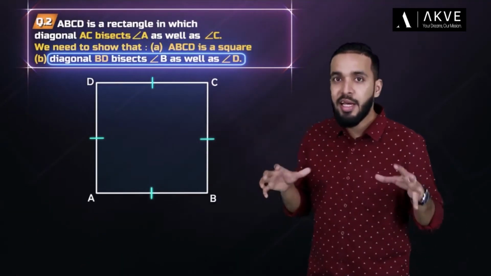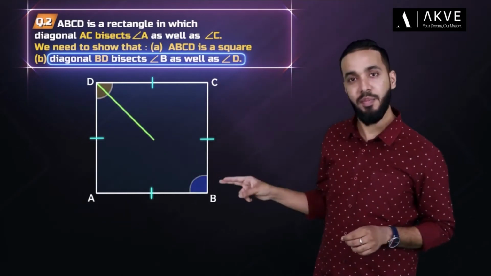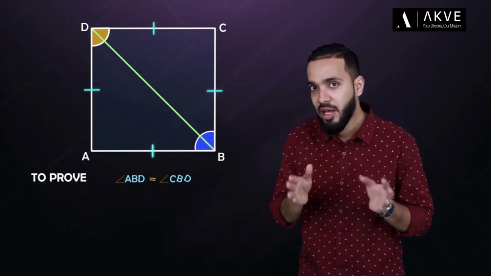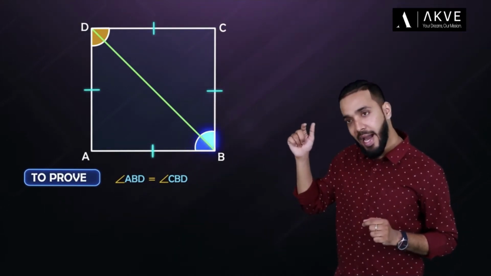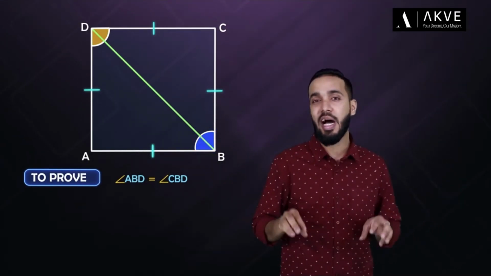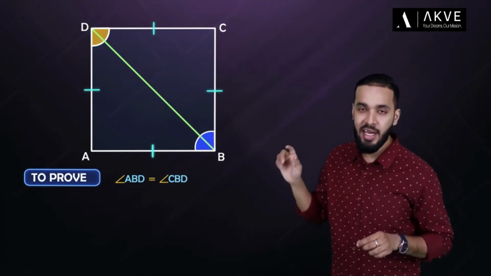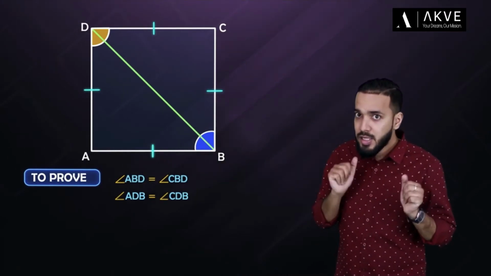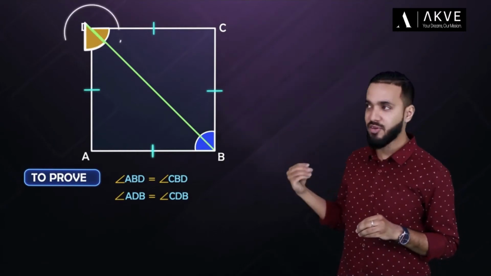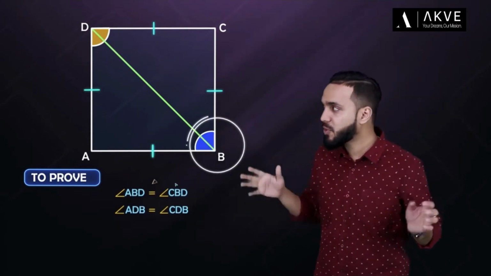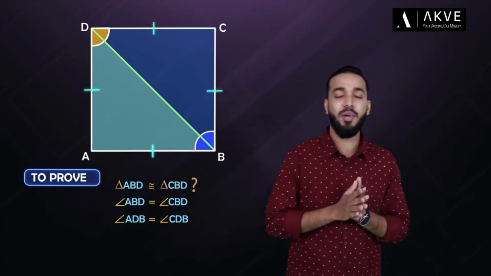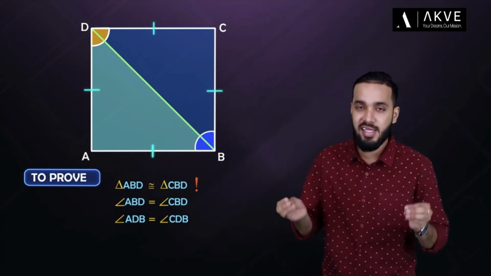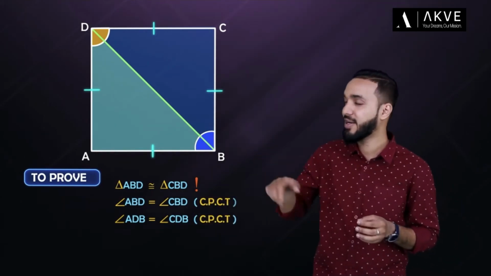Now, for the second part, the question asks us to prove that diagonal BD bisects angle B as well as angle D, which means we need to prove that angles ABD and CBD are equal, and so are angles ADB and CDB. But how do we go about that? Since we need to prove that these two pairs of angles are equal, wouldn't it be wise to just prove these two triangles congruent? It would be, because then these two pairs of angles would naturally be equal as they are just the corresponding parts of congruent triangles.